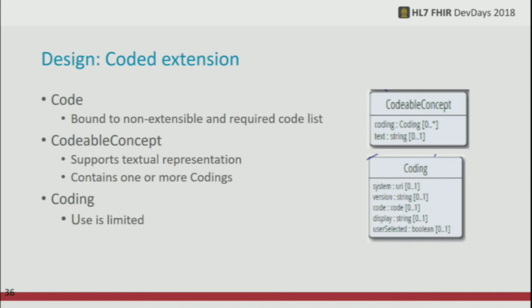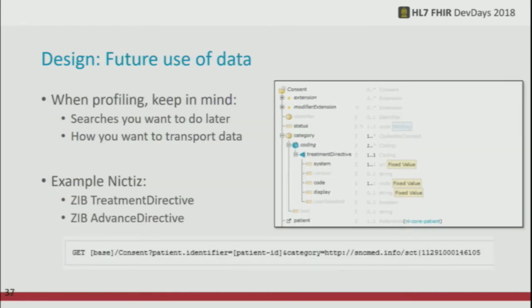But for example, codable concept is a lot broader, and you can capture more inside of it, whereas coding is more limited, but you can validate it better. There are pros and cons to each, but it's something you have to think about and be consistent in when profiling. Think about future use of your data.